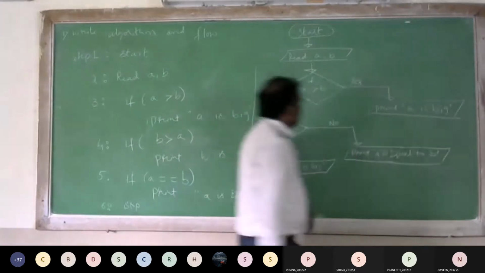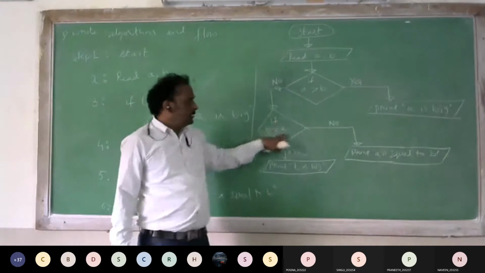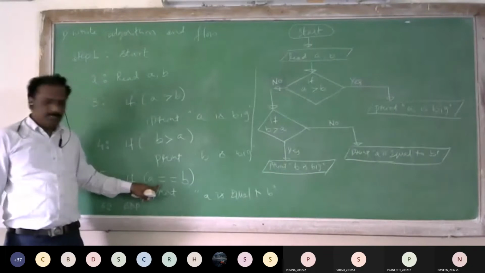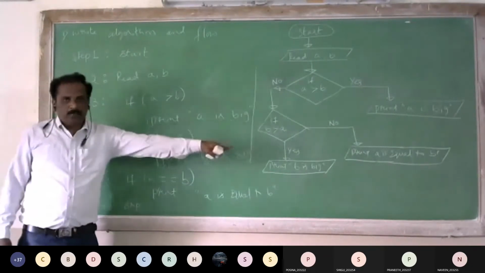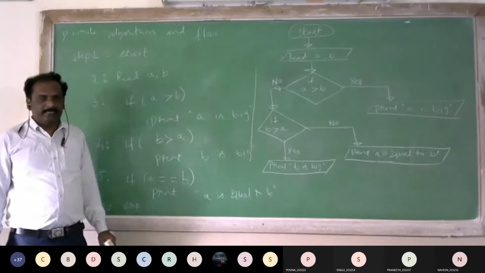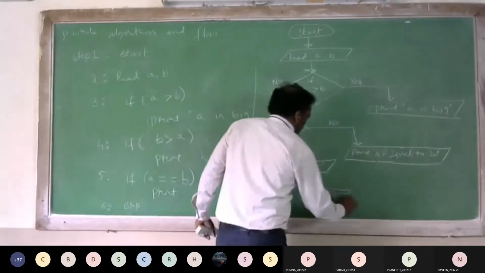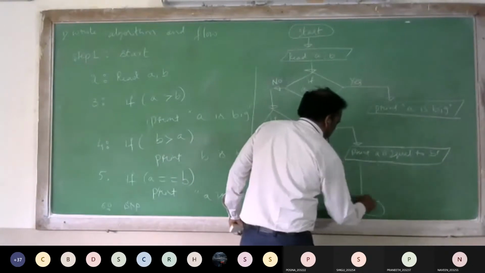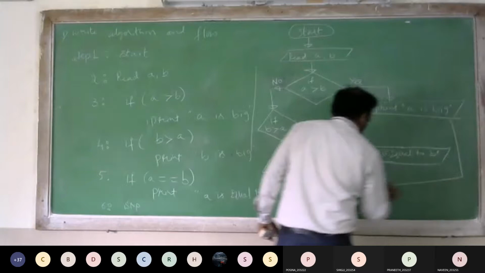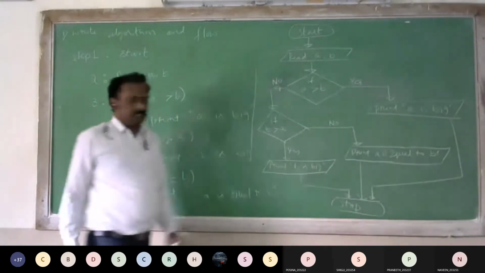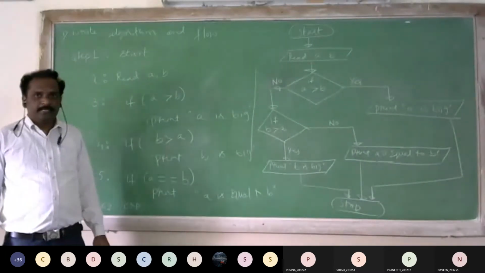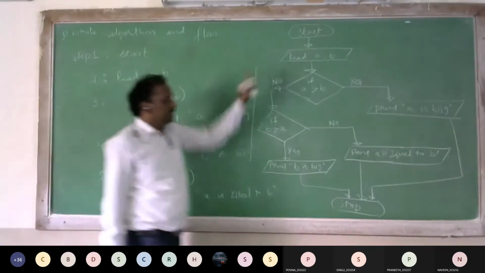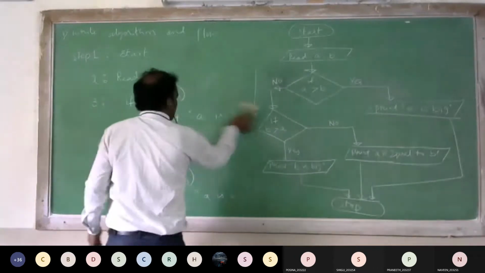There are only three possibilities, right? Either A should be greater than B, or B should be greater than A, or they should be equal. So here again I am not writing the condition for A equal to B. You can use the rhombus symbol, but that is not required. Then stop. So this is the flow chart for finding the biggest of two numbers. First step is start. Now I will erase this one, algorithm.